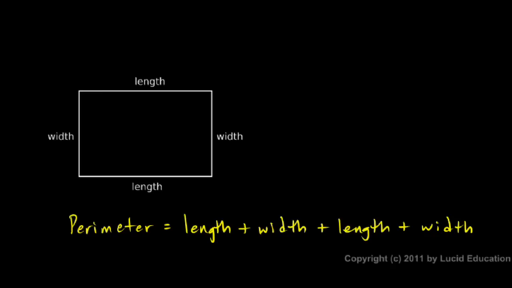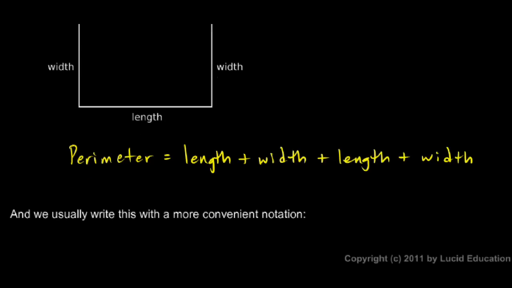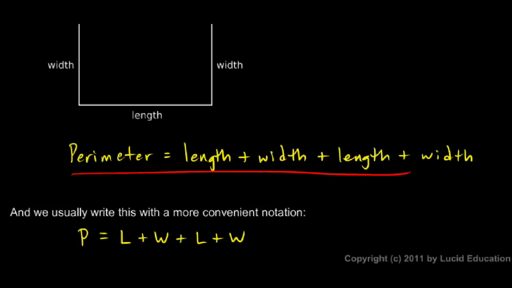And this is usually written with a shorter and more convenient notation. Instead of writing perimeter, we can just use the letter P. And that's a variable. We use P to stand for perimeter. And instead of length, we can write L. And instead of width, we can write W. So we can say P equals L plus W plus L plus W. That's just a more compact way of writing this. They mean exactly the same thing.